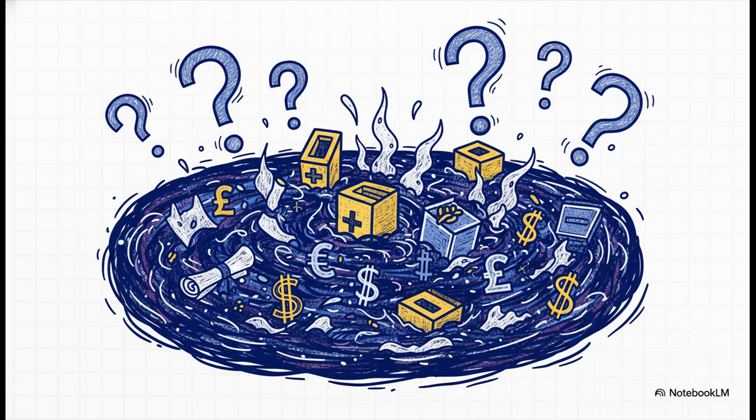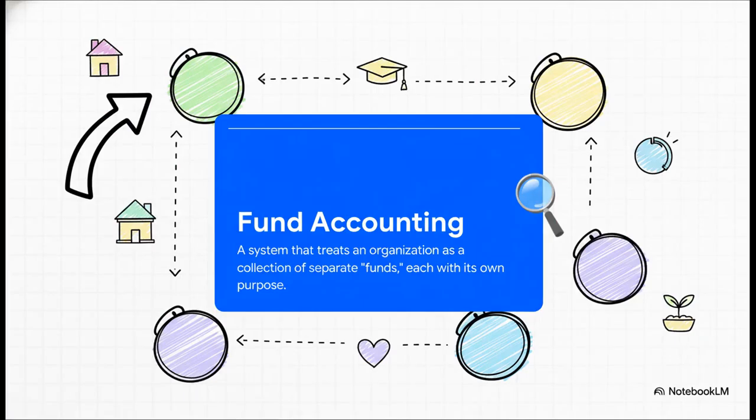I mean, thinking of it that way is what causes all the headaches and the compliance nightmares. When all the grants and the donations are just dumped into the same bucket, it's impossible to tell which dollar is supposed to do what. The solution, the real fix, is a beautiful concept called fund accounting. This system just flips the whole script. It makes you see your organization not as one entity, but as a collection of separate little buckets or funds. Each one of those funds has its own specific job, its own set of rules, and its own balance.